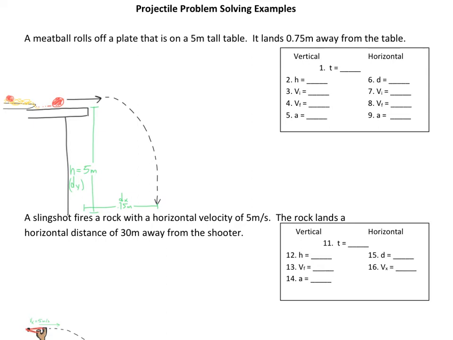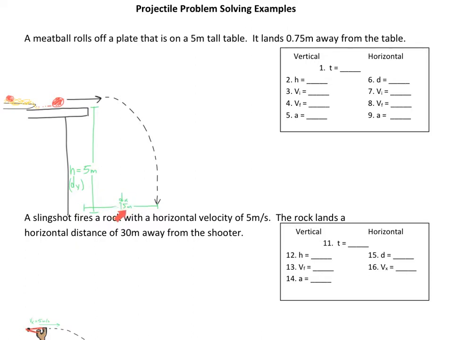All right, we have the projectile problem solving examples. In our first example, we have a meatball rolling off a plate that is on a 5-meter tall table. It lands 0.75 meters away from the table. So over here on the diagram, here's our meatball. It's moving horizontally off the table. It's falling a vertical height of 5 meters, and it's landing 0.75 meters away from the table.